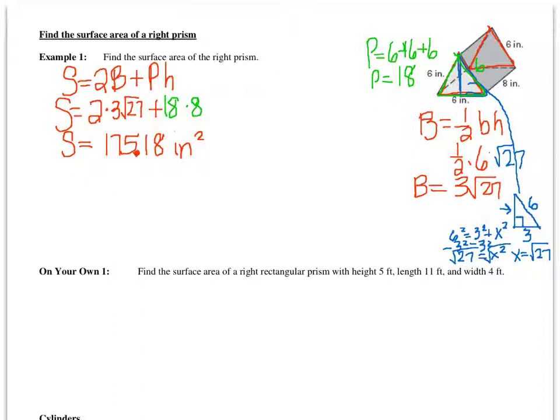Okay, this one says find the surface area of a right rectangular prism. So I'm going to make a rectangular prism. I'm just going to kind of lay it on its side right here. It's going to be back behind there, so I'll try and make it dotted. So there's my right rectangular prism. It says it's got a height of 5 feet. So I'm going to have this be my height, 5 feet. A length of 11 feet. Oh, so this isn't real accurate. And then a width of 4 feet.